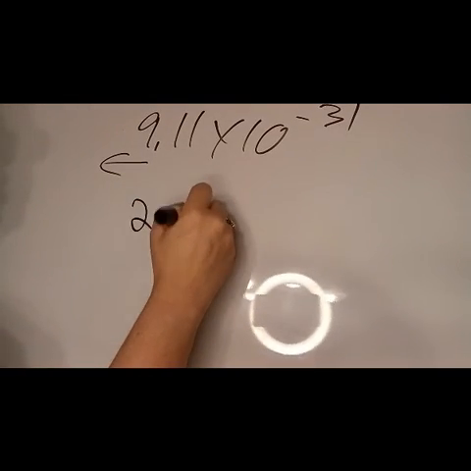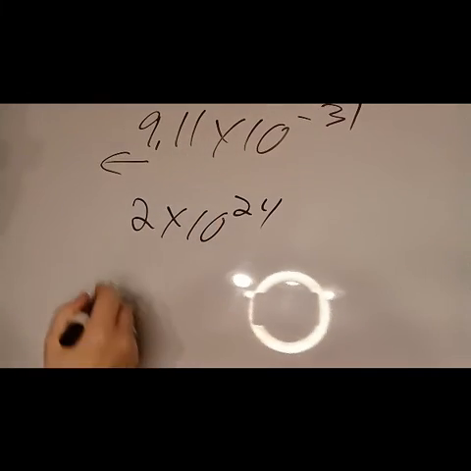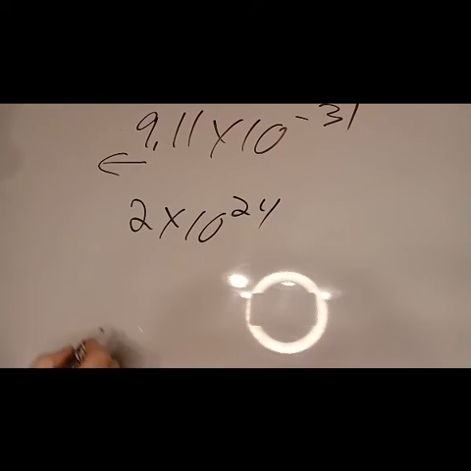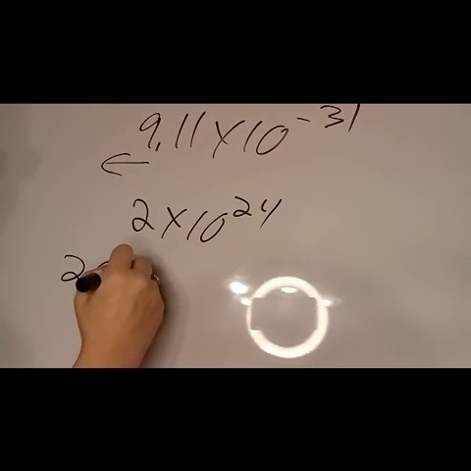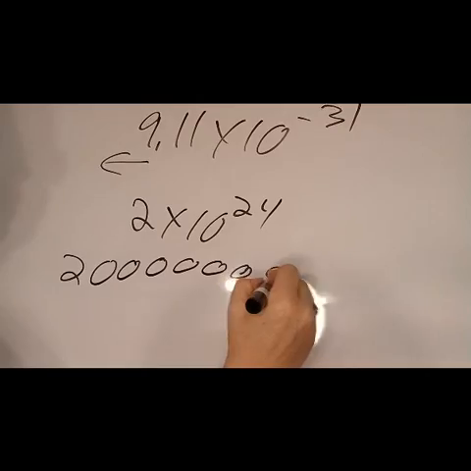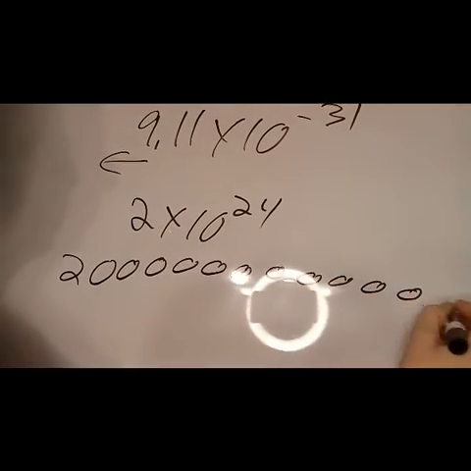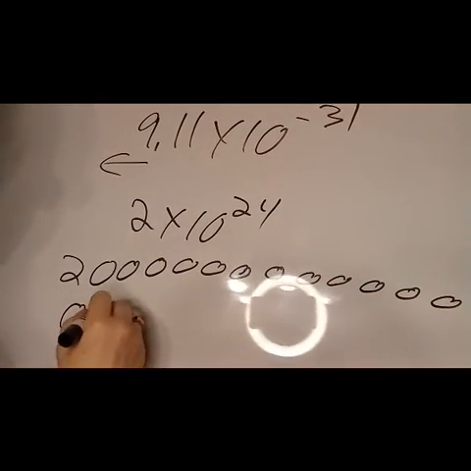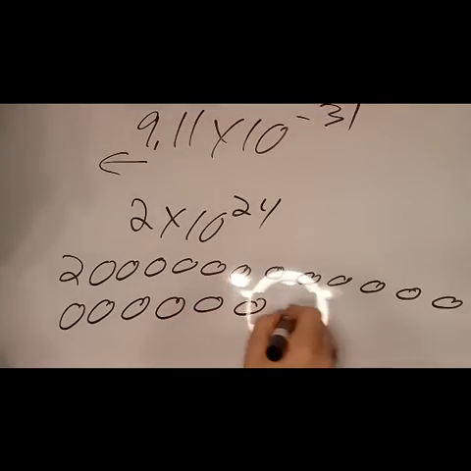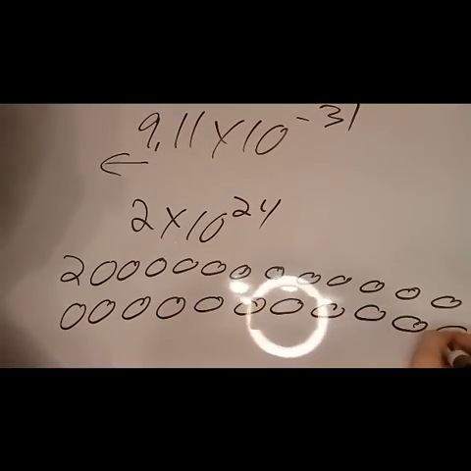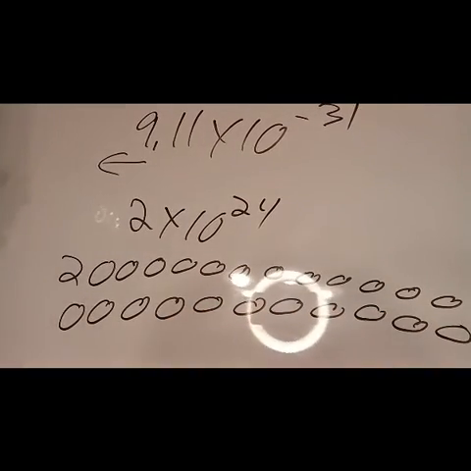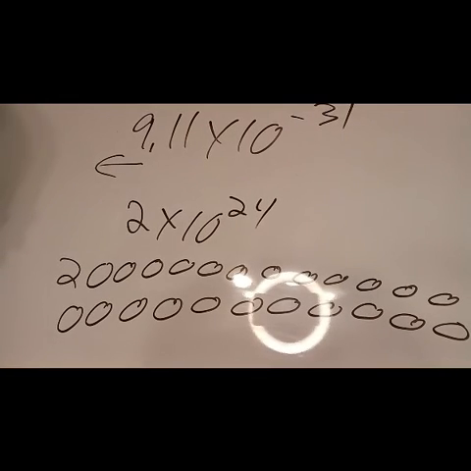For example, the mass of the sun is 2 times 10 to the 24th. That's a 2 with 24 zeros written behind it. It's 2, 1, 2, 3, 4, 5, 6, 7, 8, 9, 10, 12, 13, 14, 15, 16, 17, 18, 19, 20, 21, 22, 23, 24. Imagine having to write that every time you want to do something. This is so much easier.